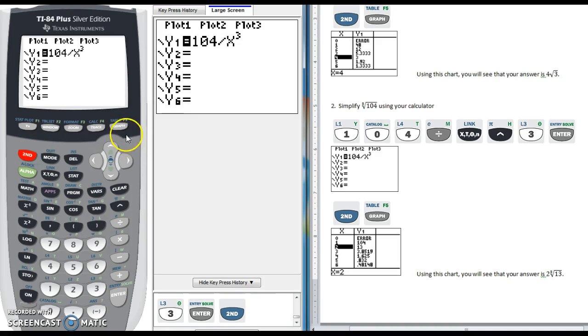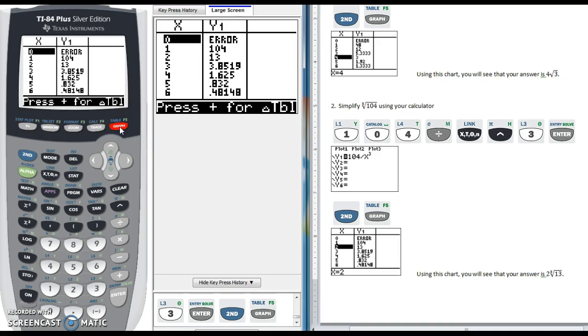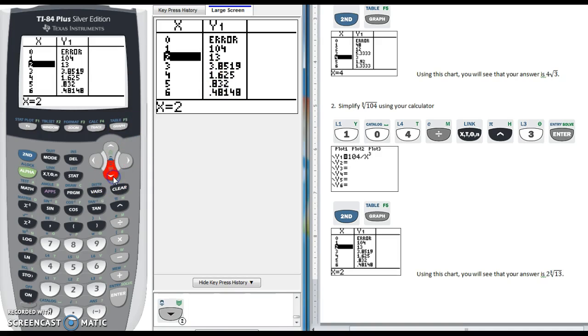Once you have it entered, you're going to do second graph, get back to your table. And again, you may have to scroll around some on some of these. But if you look here, you can see here's my 1, so it's not going to be any smaller than this. So I wouldn't need to scroll down anymore. I can see that the only one other than 1 that works is my 2 and 13. Remember, the number under x comes out. The number under y stays in. So you can see now that my answer is 2 cube roots of 13.